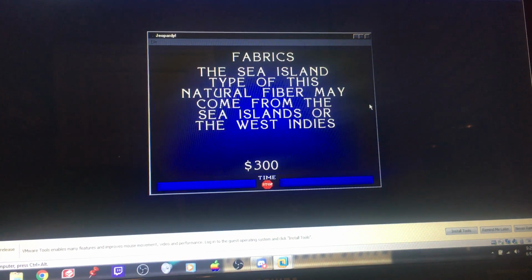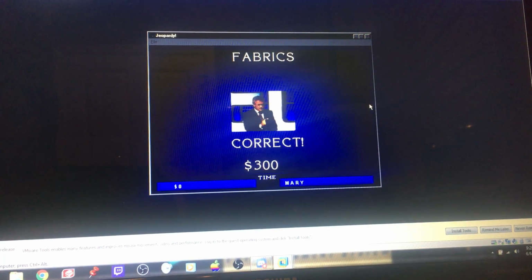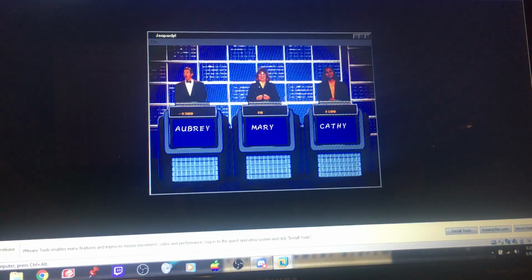Fabric 300. The sea island type of this natural fiber may come from the sea islands or the West Indies. Cotton. That's right. Pick again.